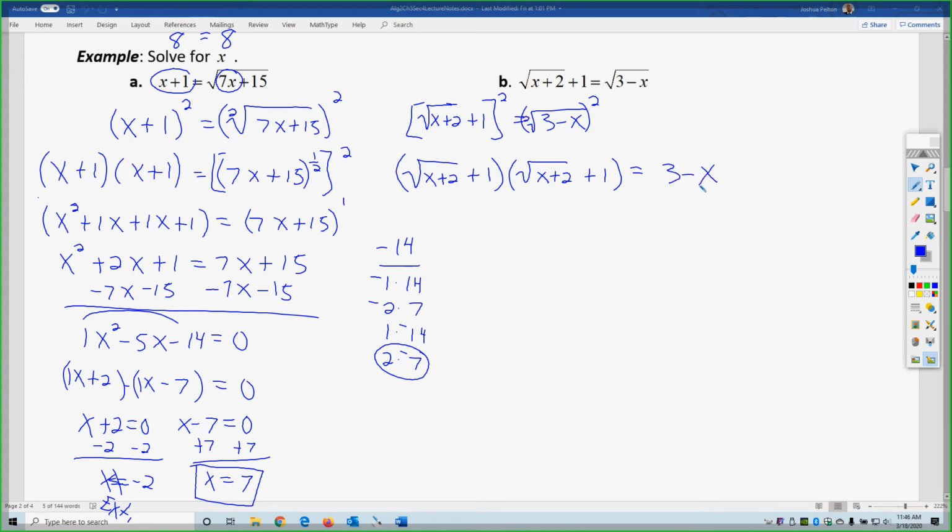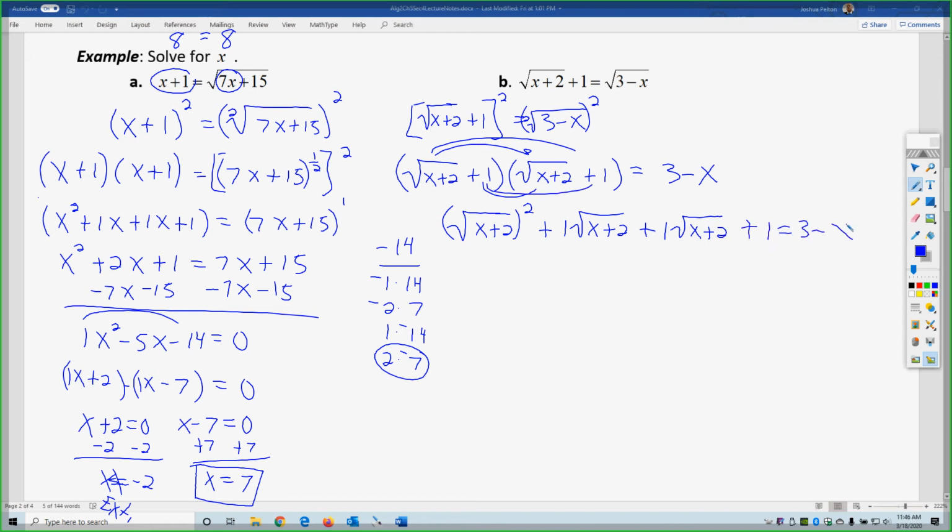And on the right side, since it's a square and a square root, you're just going to be left with 3 minus x. So if we distribute, we get root x plus 2 squared, because it's times itself, plus 1 times root x plus 2, plus 1 root x plus 2, plus 1 equals 3 minus x. So we'll simplify first, because over here these will cancel, leaving us with x plus 2, plus 2 root x plus 2, plus 1 equals 3 minus x.